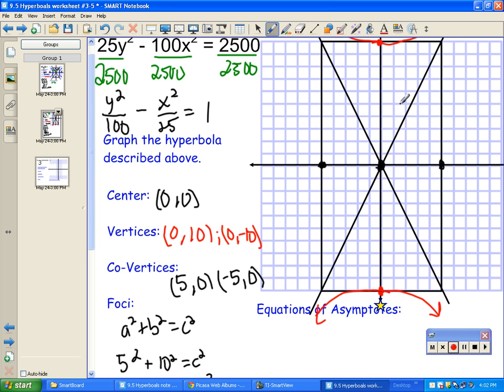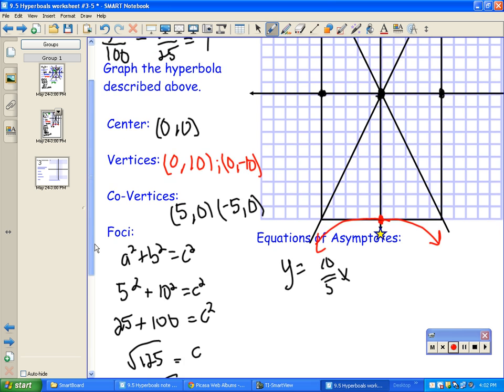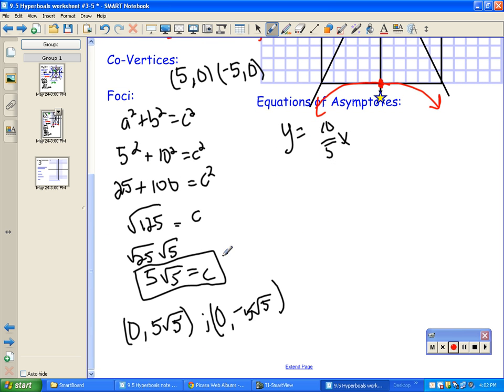So the positive sloped one is going to have a rise of 10 and a run of 5. And so it's going to be y equals 10 over 5x, which really can be reduced down to 2x. And the negative slope line that's right here is going to be y equals negative 10 over 5x, which is y equals negative 2x. So our two asymptote lines are y equals 2x and y equals negative 2x.